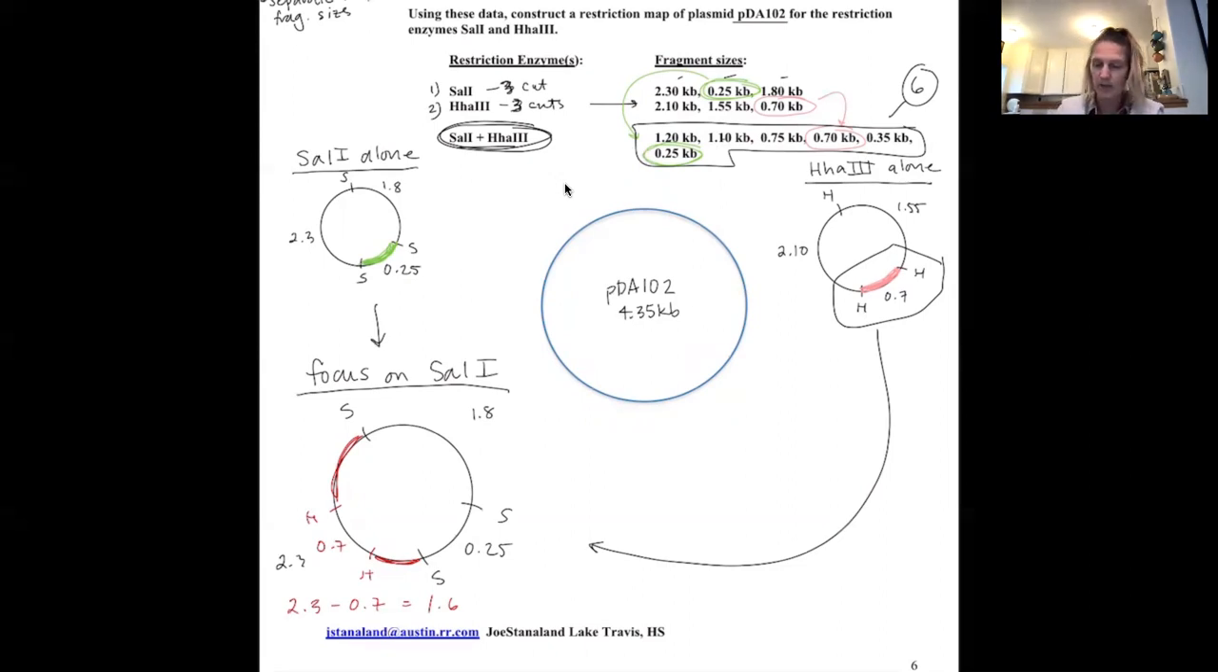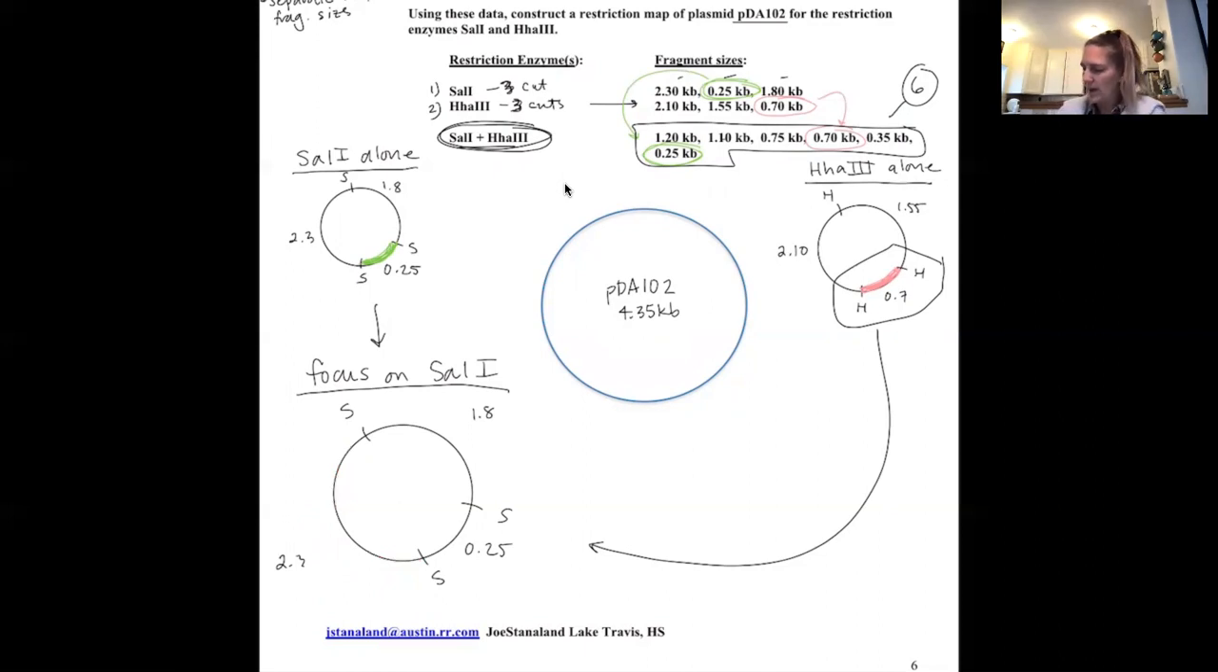Okay, let's try that 1.6 minus 0.75. Doesn't give us anything we want. So it's not looking great. So I'm gonna back that up and I'm gonna try putting it on the other side.